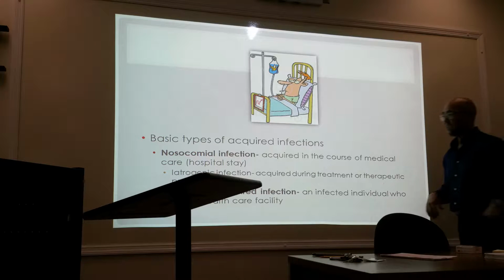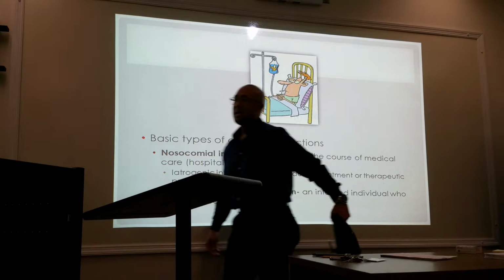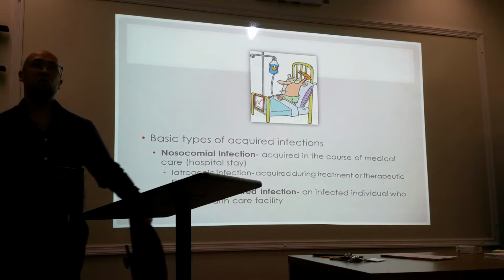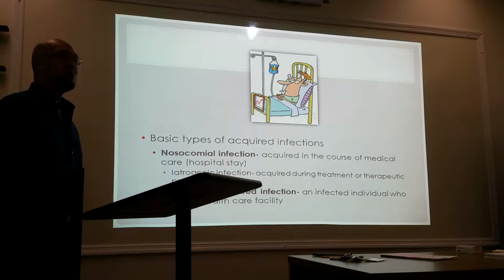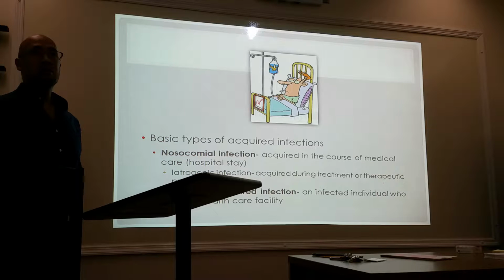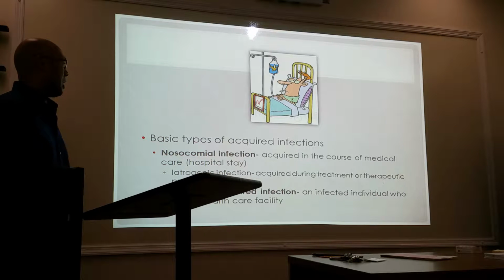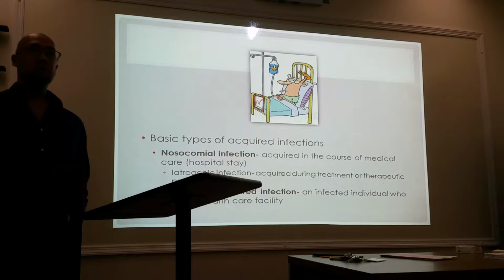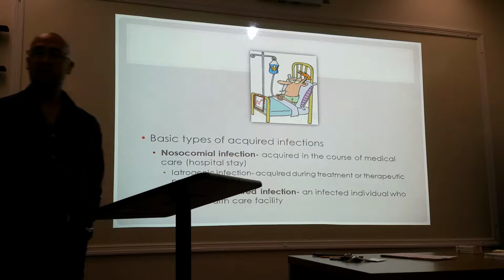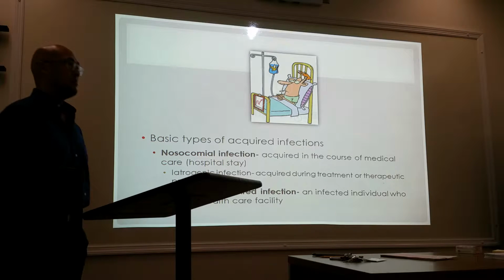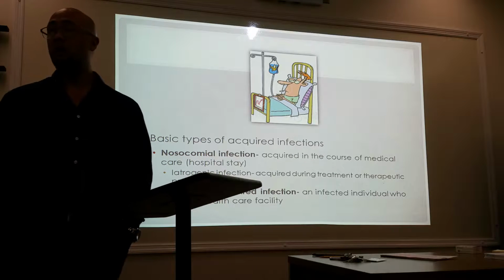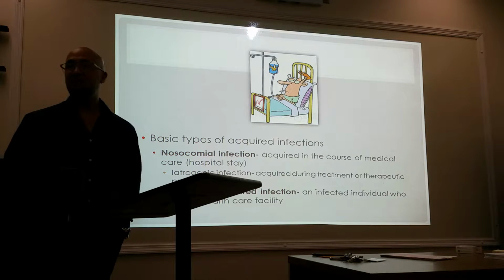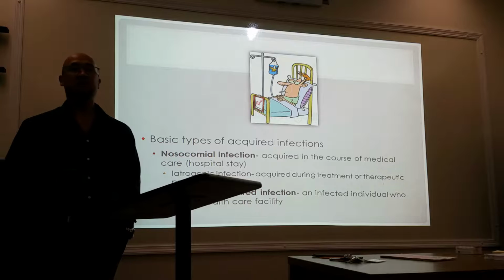Iatrogenic infection is more specific. An iatrogenic infection is one that is acquired during treatment or a therapeutic procedure. Okay, acquired during treatment or a therapeutic procedure is iatrogenic infection. And then lastly, you have what is known as a community-acquired infection. And this is where an infected individual enters a healthcare facility.